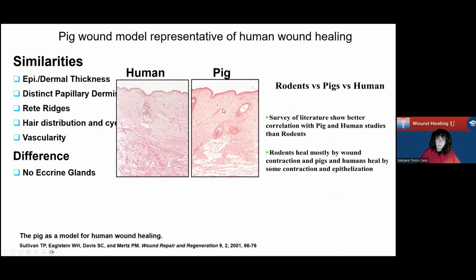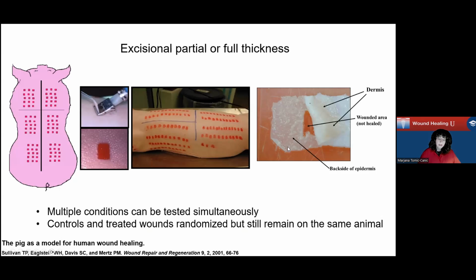And here we come to the pig model, which is probably the most representative of human wound healing in the animal kingdom. It shares the type of healing. There is a better correlation between pig and human studies than with rodents. And of course, the healing is by epithelialization rather than contraction, as I mentioned in the context of the murine models. Another advantage is that it's a large animal, and a lot of different wounds and conditions can be tested.